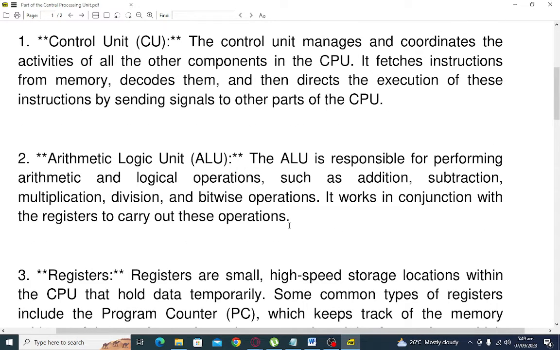Number 2, Arithmetic Logic Unit or ALU. The ALU is responsible for performing arithmetic and logical operations such as addition, subtraction, multiplication, division, and bitwise operations. It works in conjunction with the registers to carry out these operations.